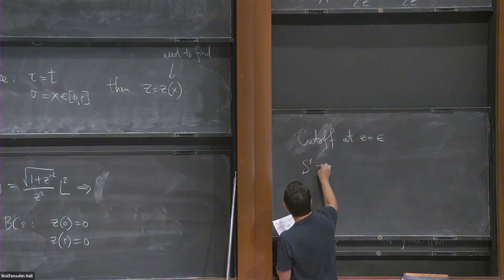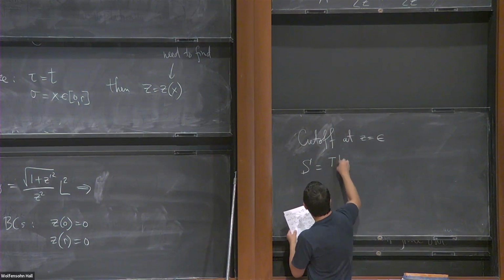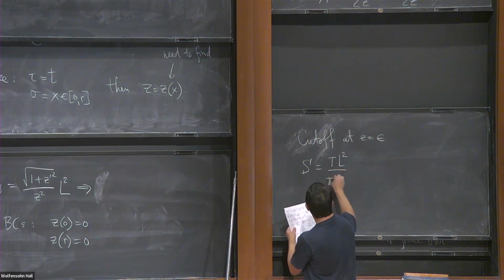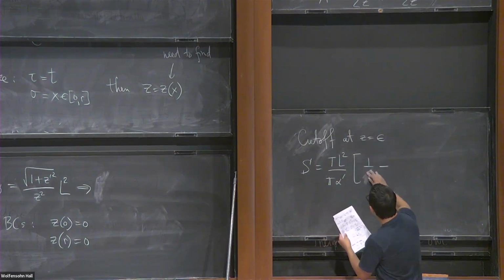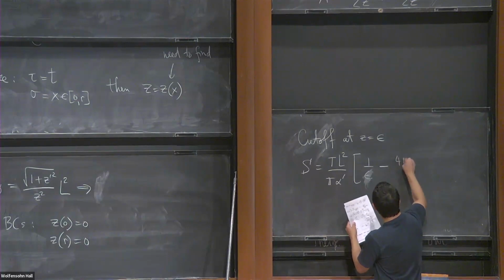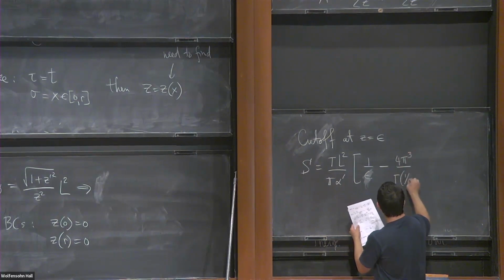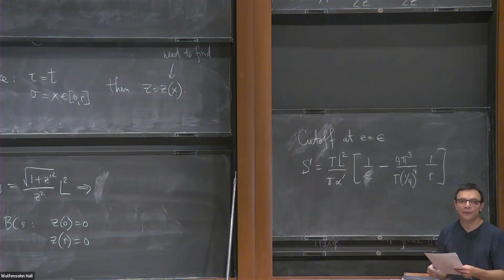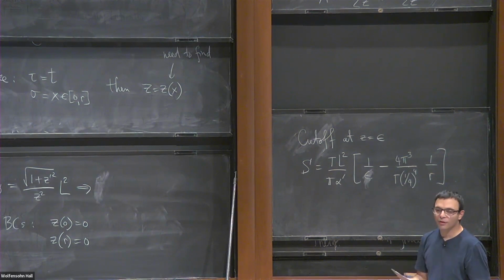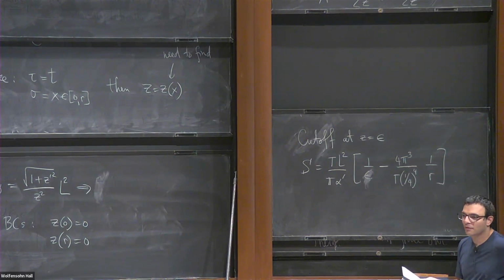Then the action will be T L squared over pi alpha prime times 1 over epsilon minus, you can write the same kind of epsilon, minus 4 pi cubed over gamma of 1/4 to the 4th power times 1 over r. So then, question, why is there a divergence? It's infinite volume near the boundary. So what does the divergence mean?